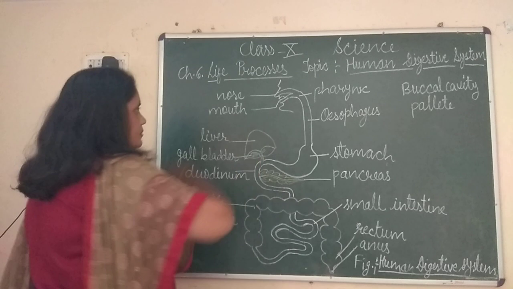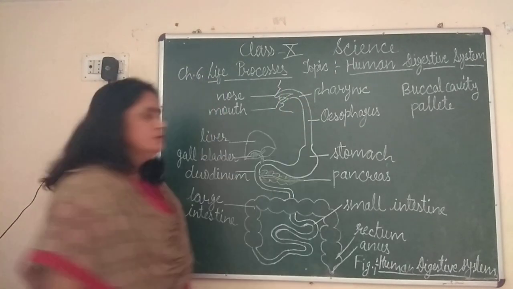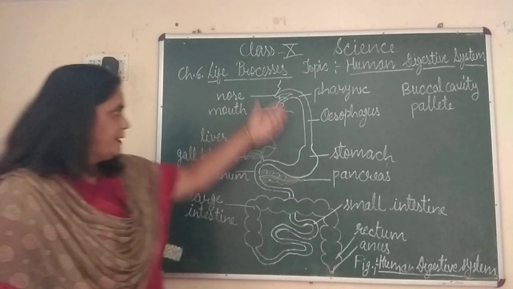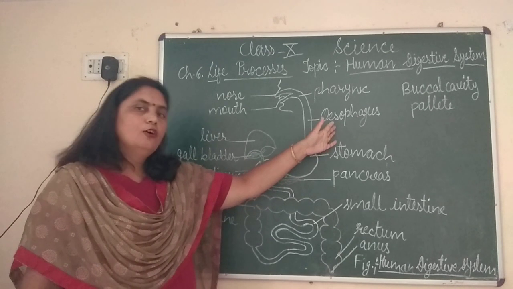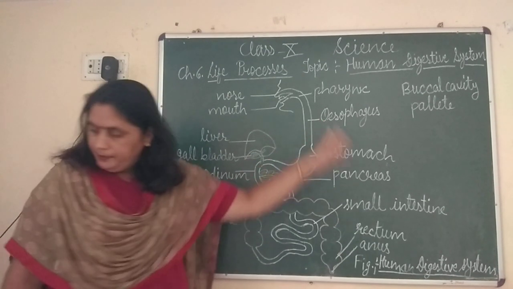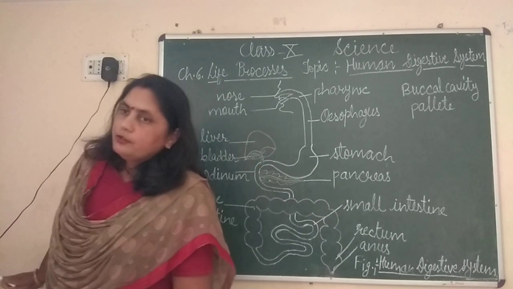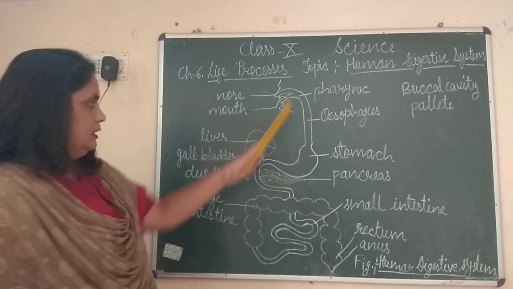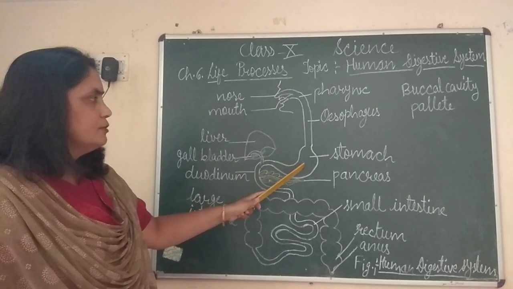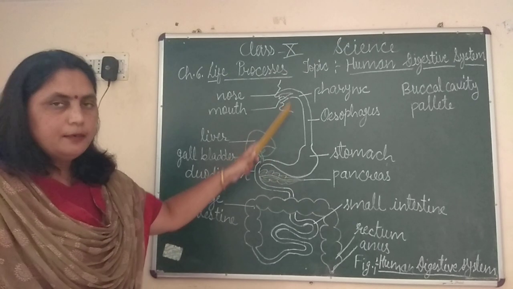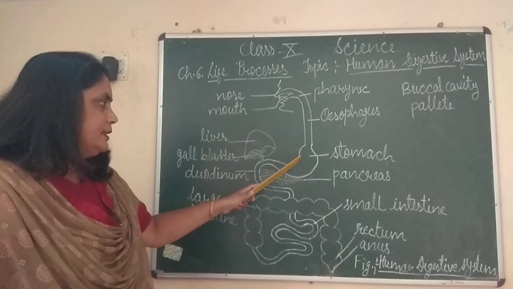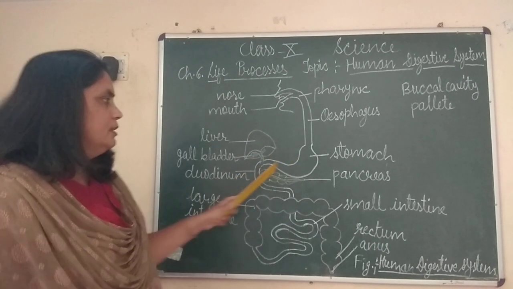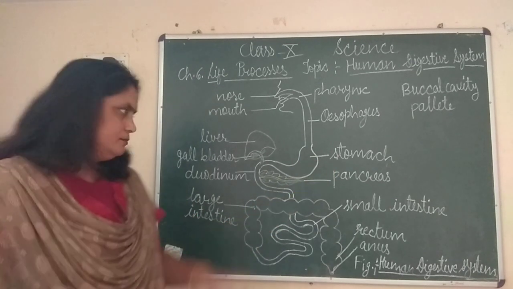Okay. Pharynx opens into a long pipe called esophagus or food pipe. The esophagus itself is also known as food pipe. Now this food pipe opens into stomach. This food pipe runs up to the length of your chest, and then there is a sac-like structure called stomach.